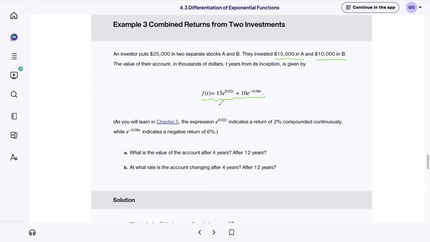So let's see the question. The question is asking, what is the value of the account after 4 years? Which variable represents 4 years? t. This means t equals 4. And for 12 years, t equals 12. The second part asks at what rate the account is changing, which is the derivative. The first is talking about finding f of 4 and f of 12. But this is talking about the rate of change. What is f prime of 4? f prime of 12.